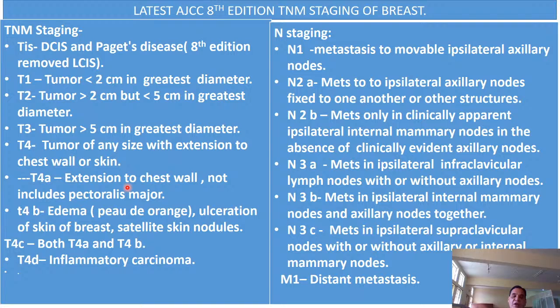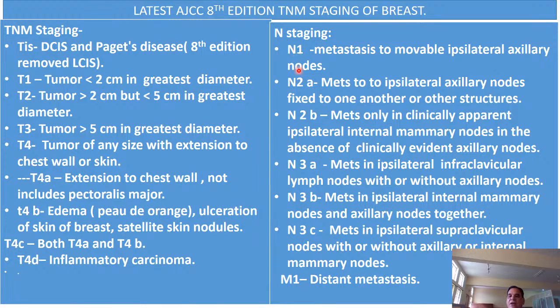T4A chest wall extension but does not include pectoralis major. T4B edema, that is peau d'orange, involvement of skin, ulcerations and satellite skin nodules. They also go for T4. T4C, both T4A and T4B. And the worst comes T4D. What is it? Inflammatory carcinoma of breast. It has got the worst prognosis among the TNM staging. I think you can remember this. 2 centimeters, 2 to 5 centimeters, more than 5 centimeters, and wherever there is extension to chest wall. This is the simplest, 1, 2, 3, 4.